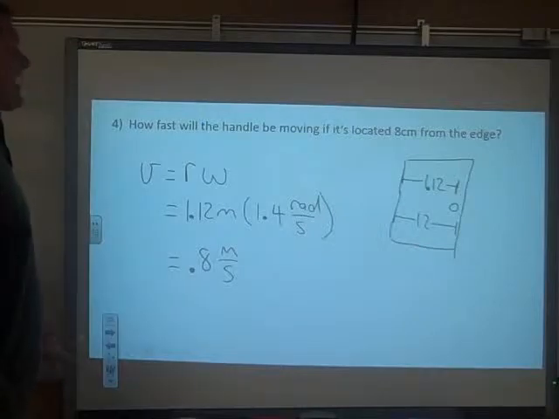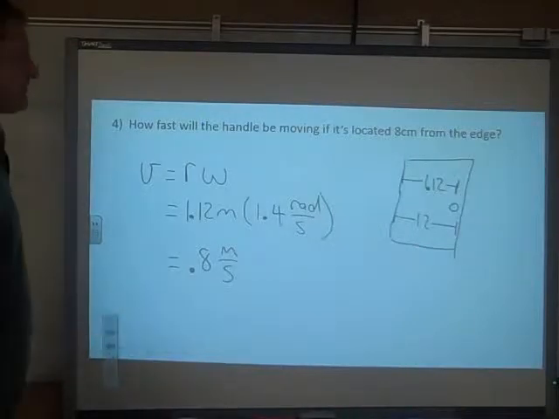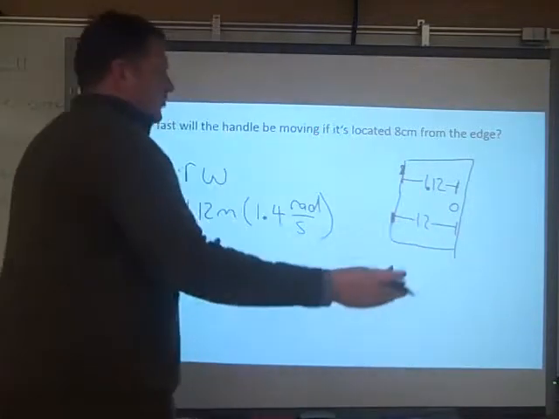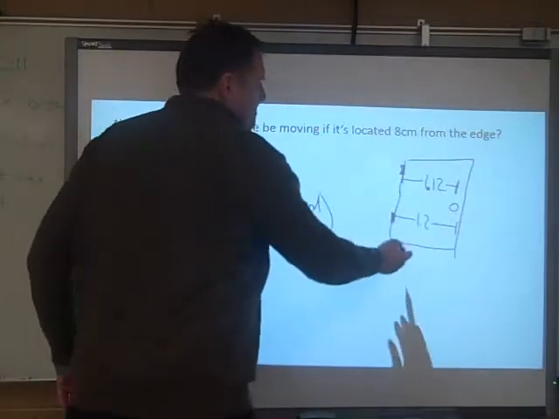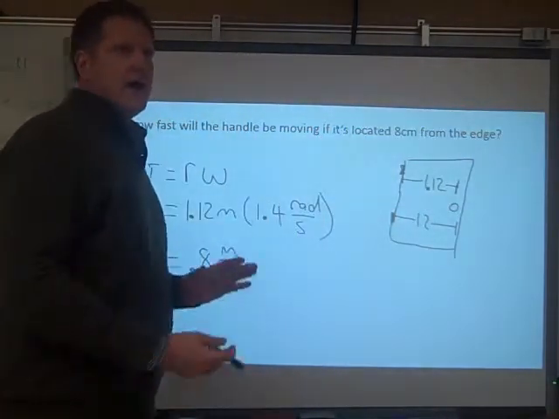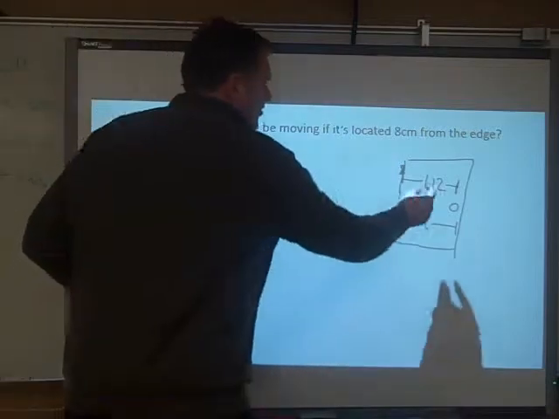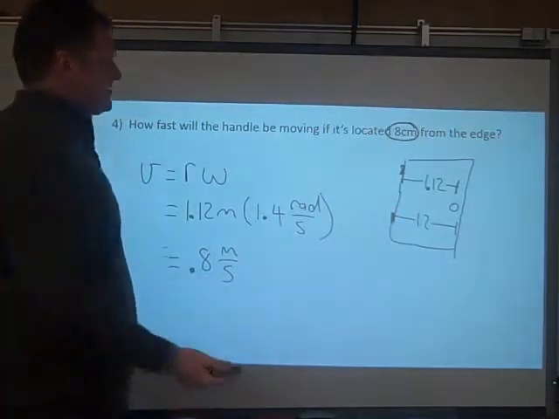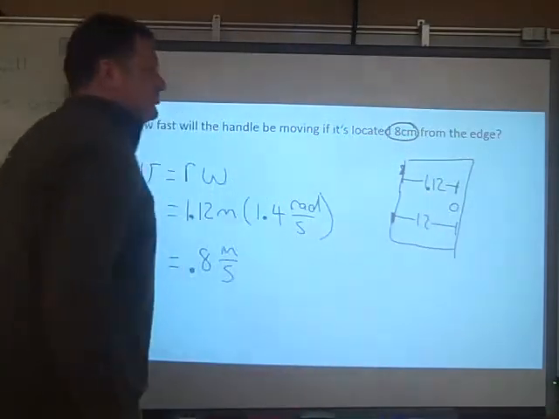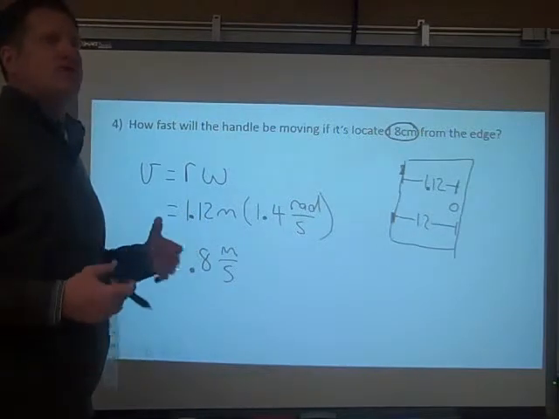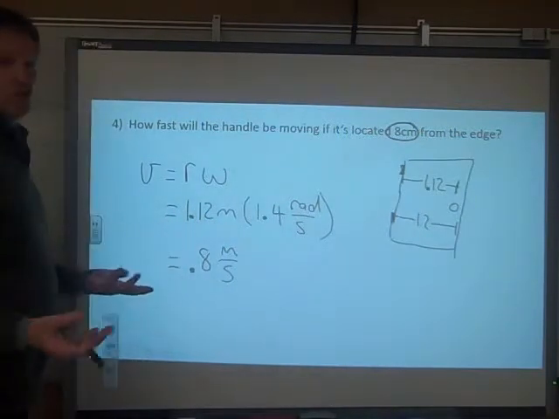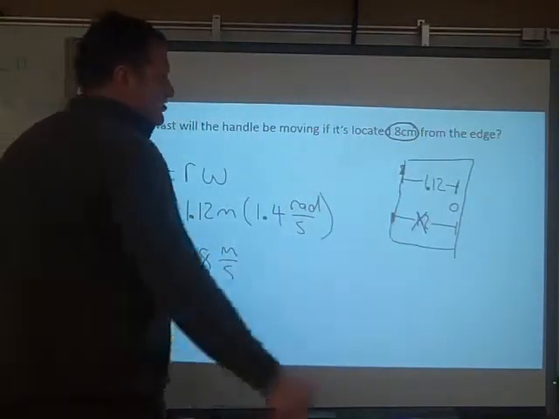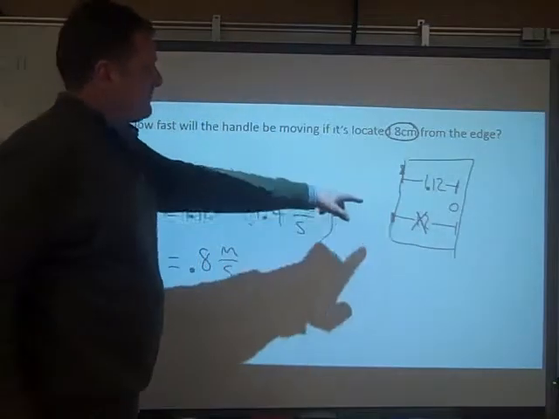Number 4, how fast will the handle be moving if it's located 8 centimeters from the edge? Here's your door. Here are the hinges. The door is swinging like this. Here's the doorknob. If it's 1.2 meters across, and I tell you that the doorknob is 8 centimeters from the edge, you just subtract 8 centimeters. So the doorknob is 1.12 meters from the hinge. That's your new radius. Not 1.2, because I'm not asking you the speed of the edge of the door. I'm asking you the speed of the doorknob, which is closer to the pivot point.